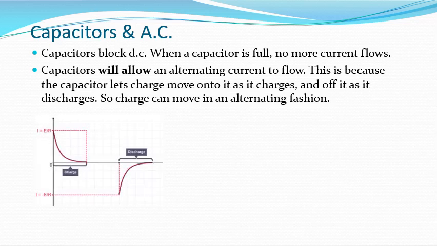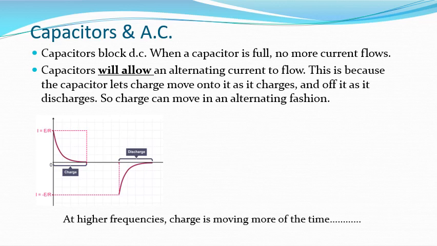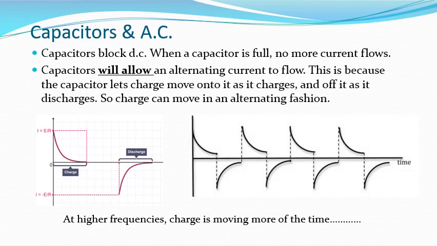So we've got a graph of current, capacitor charging and discharging at the bottom here for a direct current circuit, and if we have a greater frequency, then the capacitor doesn't become fully charged, so the current doesn't get down to zero, or may not get down to zero. So at high frequencies, the charge is moving more of the time.